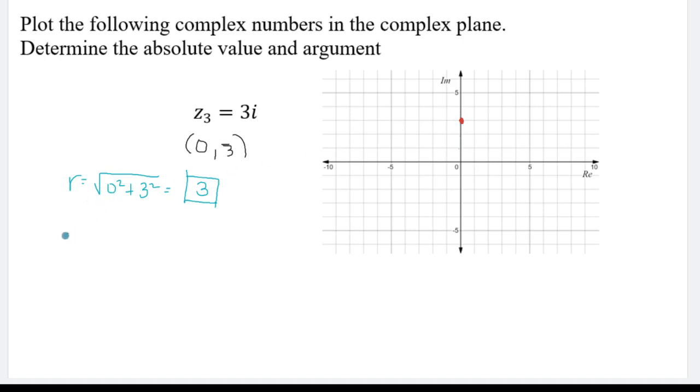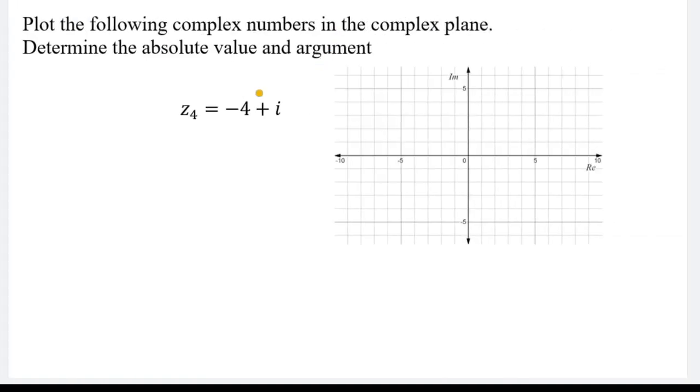And for our angle, so that is the angle from this positive x-axis by definition, to our line OP, or line OZ3. So what's the angle? So as we can see, we have 90 degrees. So therefore, our angle for Z3 is equivalent to 90 degrees.